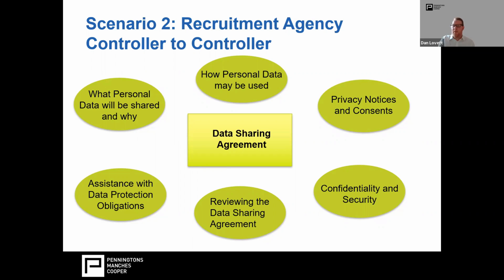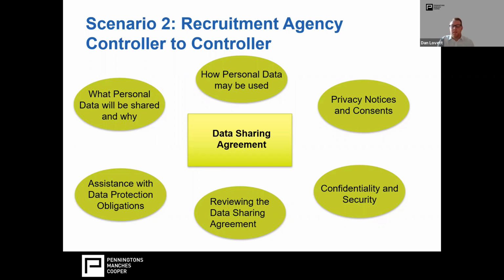Privacy notices and consents. So we've talked about updating and making sure that your privacy notice is up to date, but now we need to figure out how we provide our privacy notice to the data subjects. So for our recruitment scenario, it may actually make sense for the recruiter to provide the privacy notice of the employer, because the recruiter has a direct relationship with the candidate. So that might make sense and might make it easier to do so, in which case you might want to set that out in the data sharing agreement.